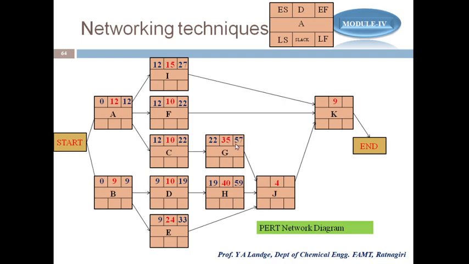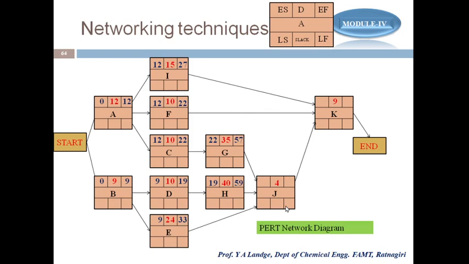Now which are the predecessors? G is a predecessor. What is the earliest finish time? It is 57. For H, it is 59. For E, it is 33. So here, which value do I have to take? The values are different. These are the three predecessors for the activity J.